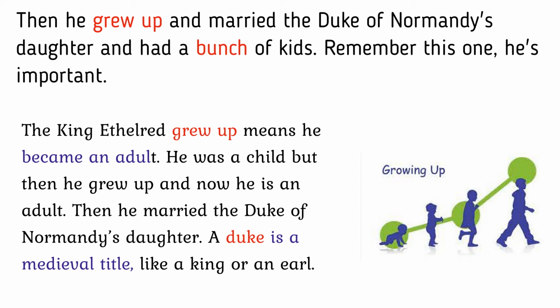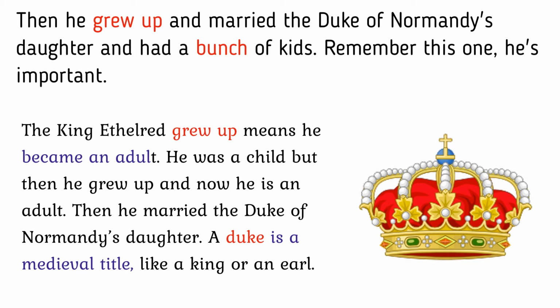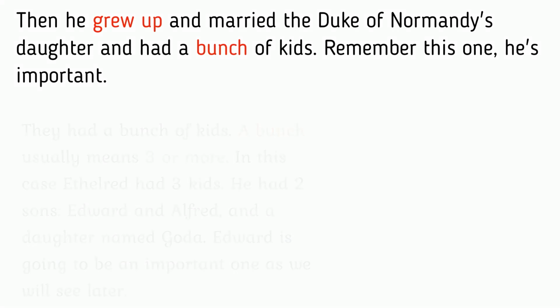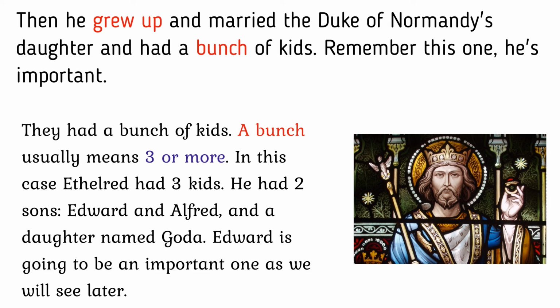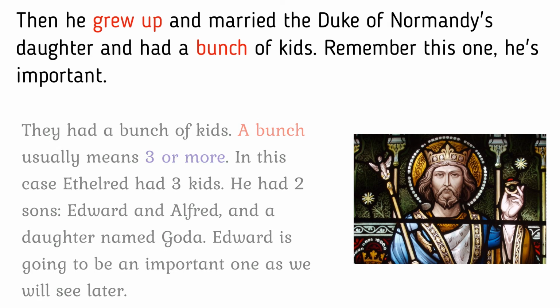Then he married the Duke of Normandy's daughter. A duke is a medieval title, like a king or an earl. They had a bunch of kids. A bunch usually means 3 or more. In this case, Ethelred had 3 kids. He had 2 sons, Edward and Alfred, and a daughter named Gotha. Edward is going to be an important one, as we will see later.